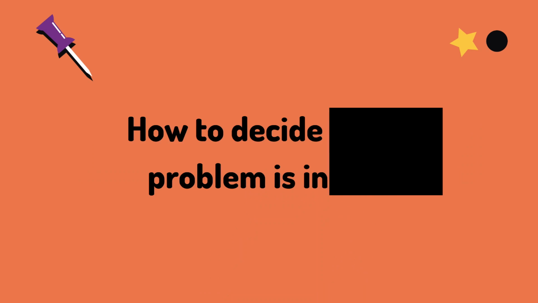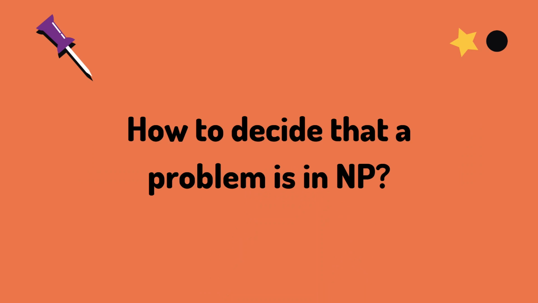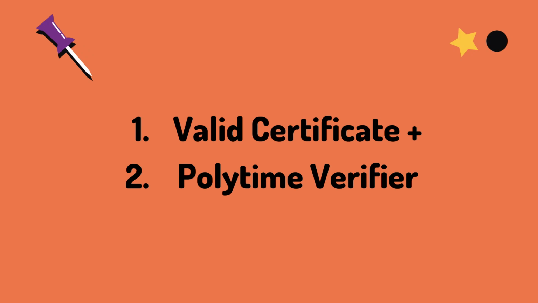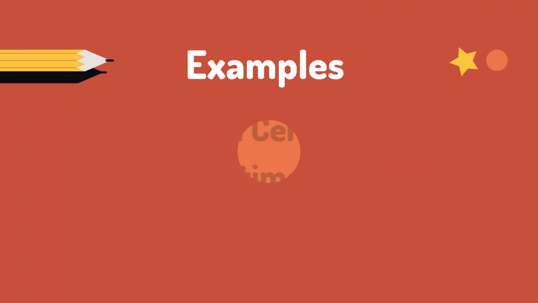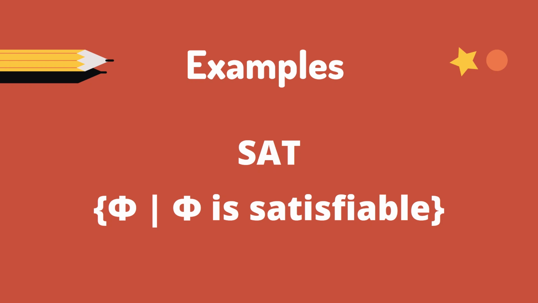So how do we decide that a problem is in NP? Well, we simply give a valid certificate and a polynomial time verification algorithm. Let's look at a few examples in the NP class. The SAT problem is a canonical example. It consists of the set of satisfiable Boolean formulae. A Boolean formula is satisfiable if there exists an assignment of truth values to all variables comprising the formula.